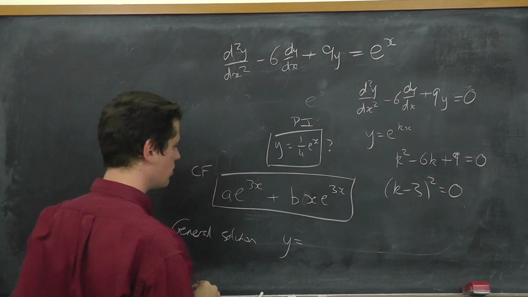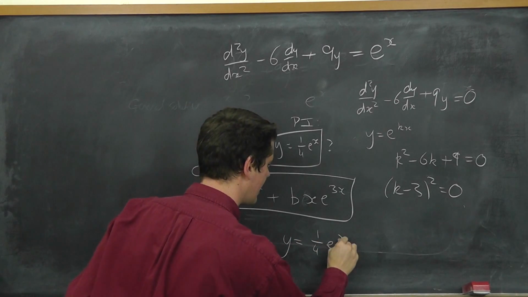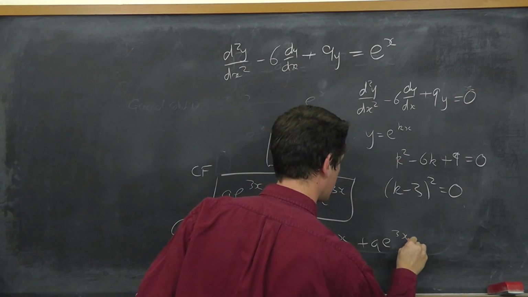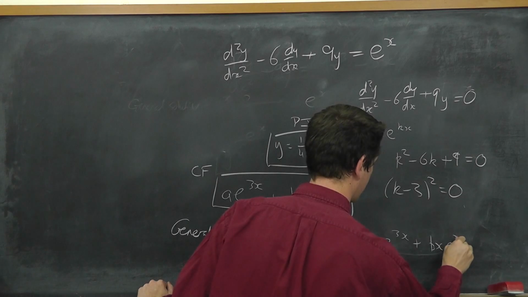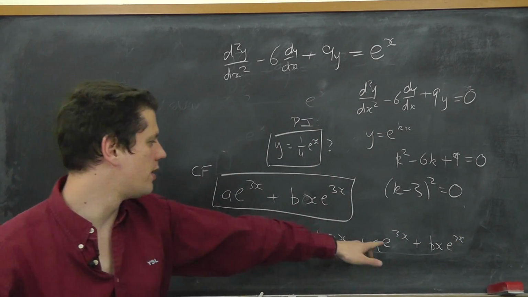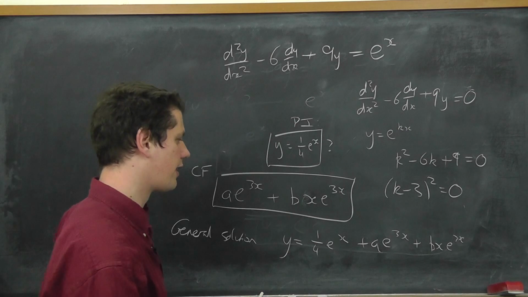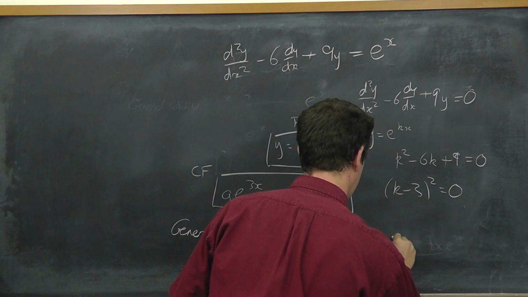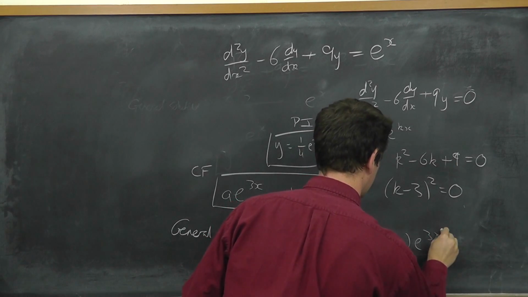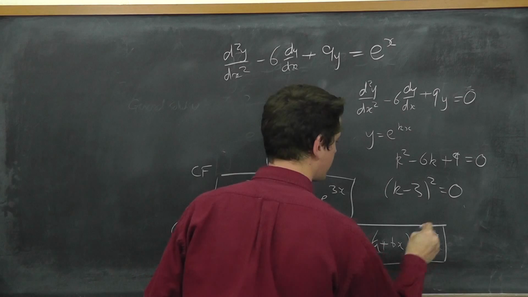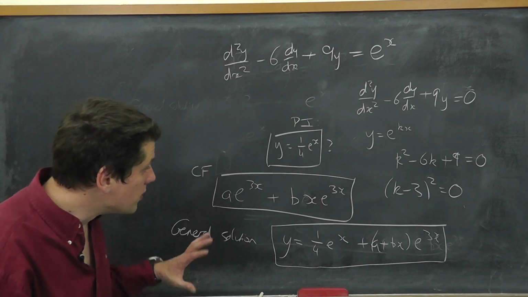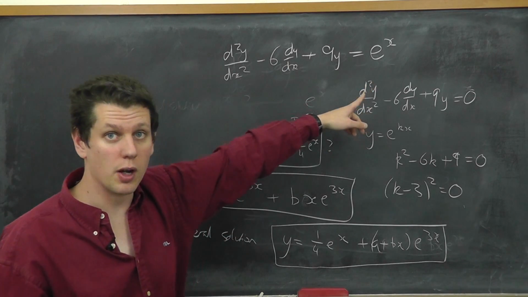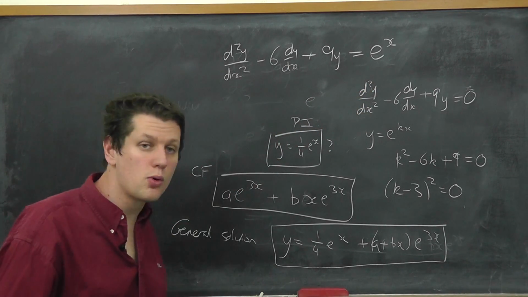So that's y equals a quarter e to the x plus a e to the 3x plus bx e to the 3x. Or if we prefer, we can group the two e to the 3x's together and so write it as a plus bx times e to the 3x. So while the details are very different, once again it turned out to be a good idea to guess particular integrals that look a bit like the right-hand side. We'll do a bit more of this in the next video.